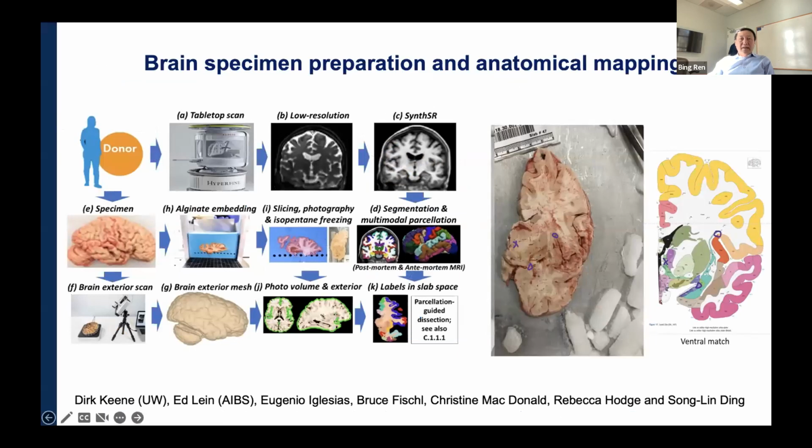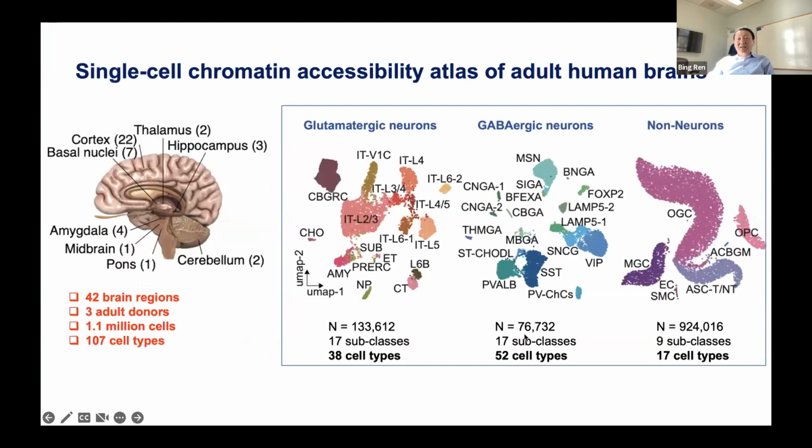The brain samples are all collected under very, very rigorous quality standards. Basically, this is the procedure for each brain sample and donor. All the necessary information was collected, pictures taken, and each slice was carefully annotated and dissected. This work is collectively performed by Dirk Keene from the University of Washington, together with Ling from the Allen Institute. The samples that were dissected were then shipped to the Salk Institute, where Margaret Barron's lab further dissected them into individual brain regions. And then we did follow-up using the single cell ATAC-seq pipeline that we have established at UCSD.